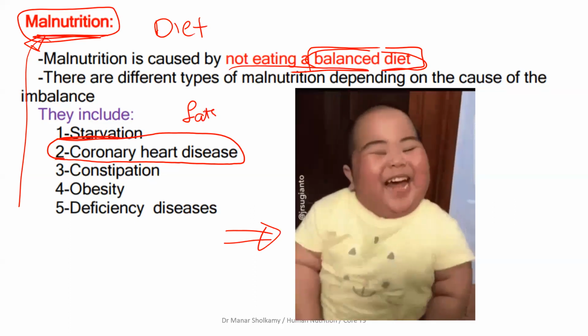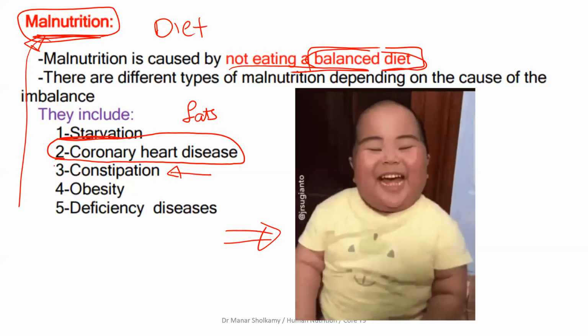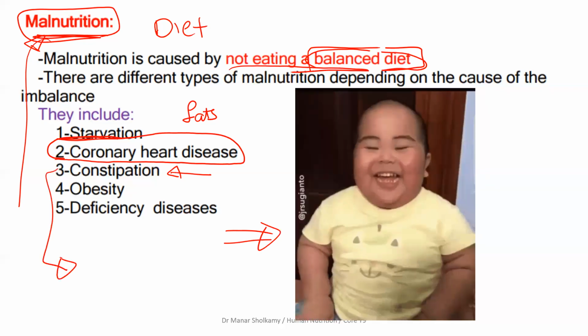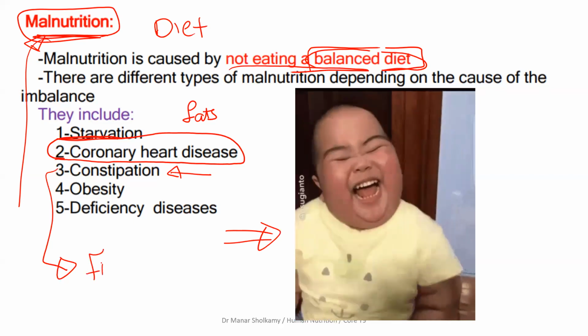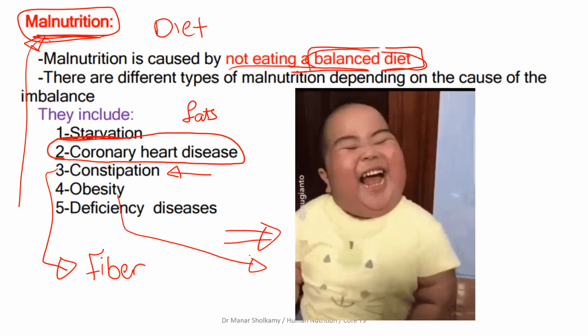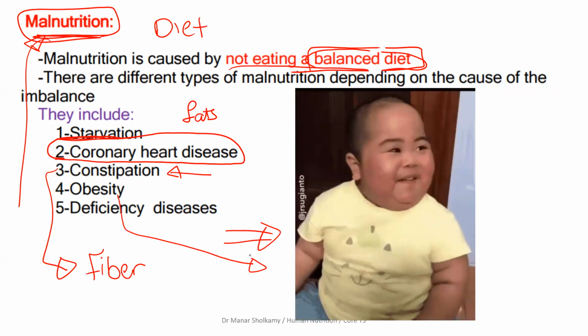Constipation, I think you know what constipation is by now. Constipation results when you eat too little, tell me, Adham, fiber. Very good. Too little fiber. Obesity happens when you eat too much. When you eat too much what? Fat and sugar.